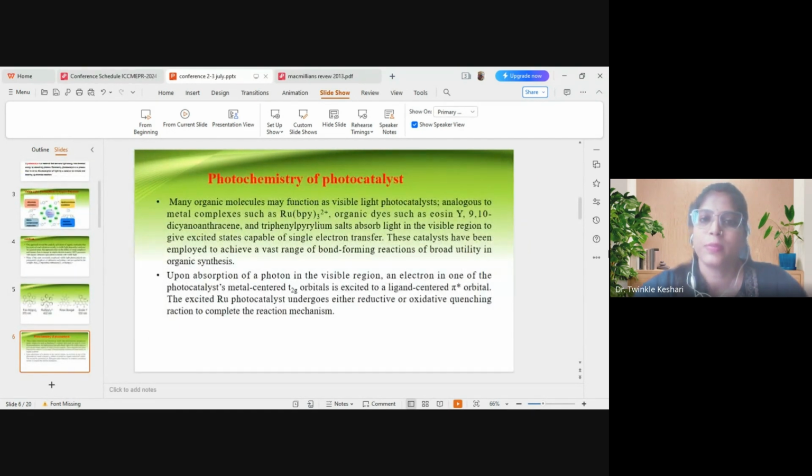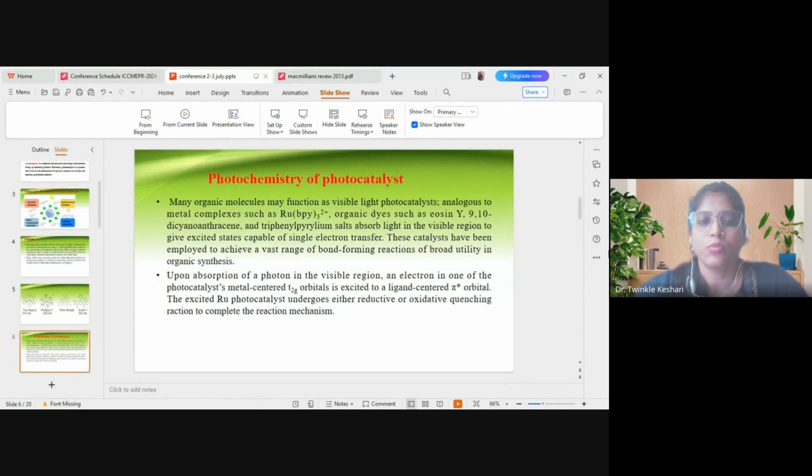So, the main photochemistry of photocatalysts. Many organic molecules may function as visible light photocatalysts analogous to metal complexes such as bipyridyl ruthenium complex, and organic dyes such as eosin Y, and many others are also there. These catalysts have been employed to achieve a vast range of bond-forming reactions of broad utility in organic synthesis.